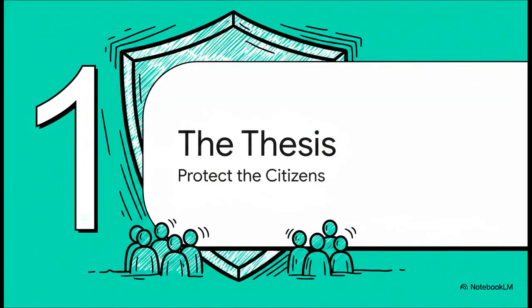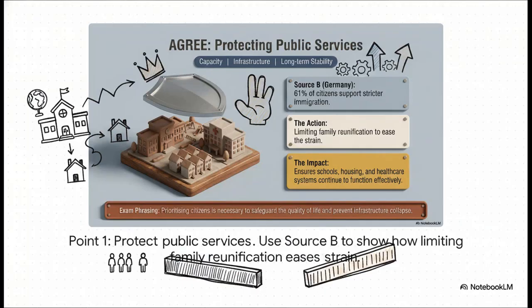Every good briefing starts with the number one concern, national stability. So, your first duty as an advisor is to explain exactly how to protect the citizens. Think of this part of the argument as the nation's shield. So, what's your first point in this briefing? It's all about protecting public services.